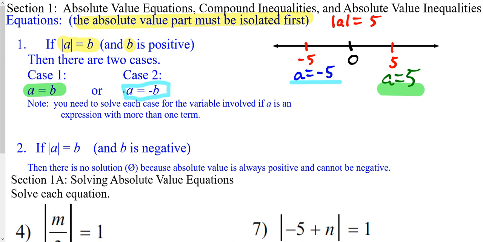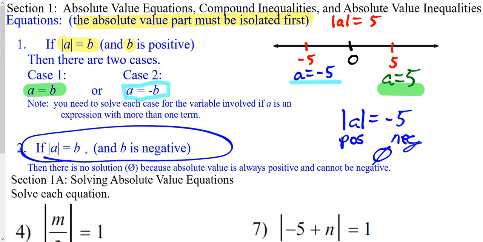So with absolute value equaling a positive, you're going to have two possible outcomes that you need to go ahead and solve each. Now, just as a side note, if I said absolute value of A is equal to negative 5, well, remember, absolute value is distance from the origin, and distance is always positive, where this is negative, so that means no solution. And that's what we're talking about down here.